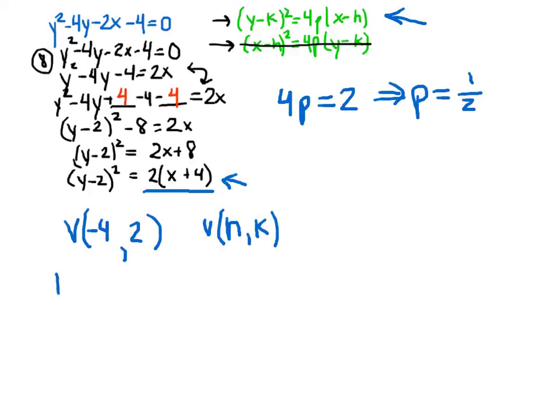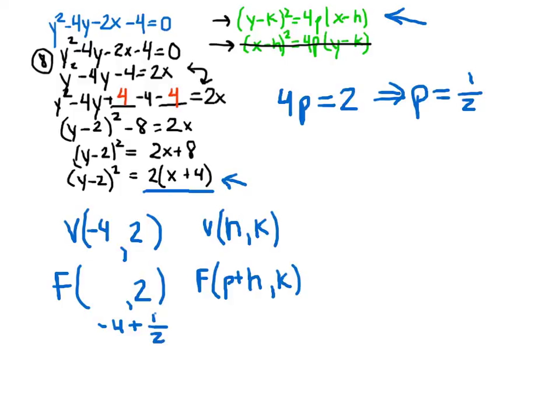Okay, now we can find our focus, and the focus for this equation is going to be (p plus h, k). We know our k right away is 2, and then our x value is going to be p plus h. Our p was 1/2, and the h that we had before was negative 4. So negative 4 plus 1/2, and we get negative 7/2. So that will be part of our focus.